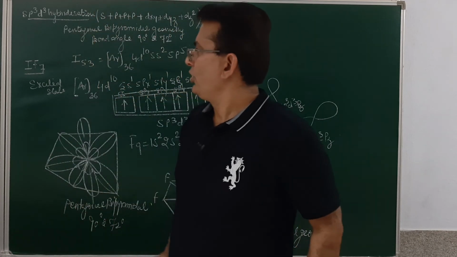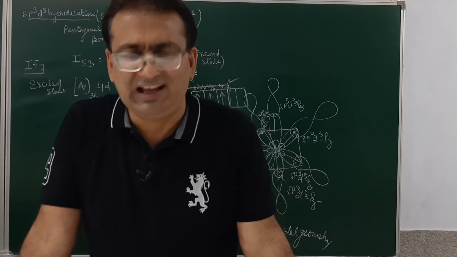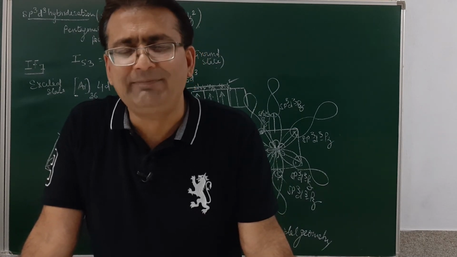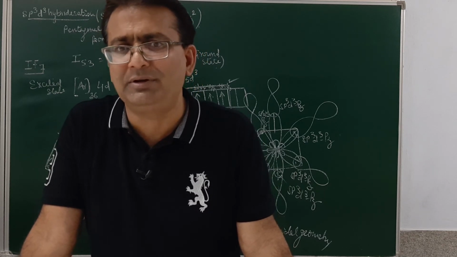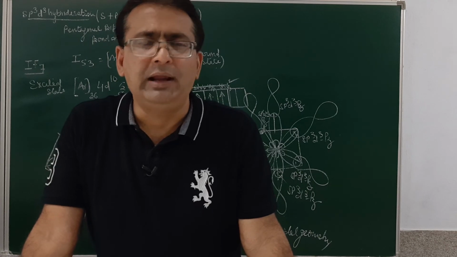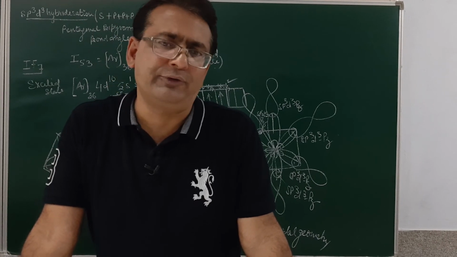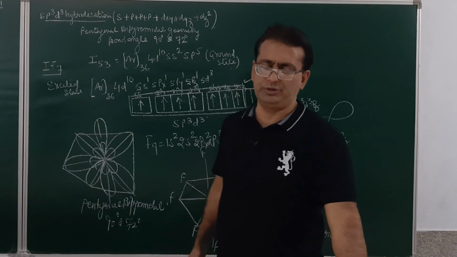So students, these were the various types of hybridization: sp, sp2, sp3, sp3d, sp3d2 and sp3d3. We have discussed this in lecture number 14 and the two parts of lecture number 15. I hope you must have understood this.